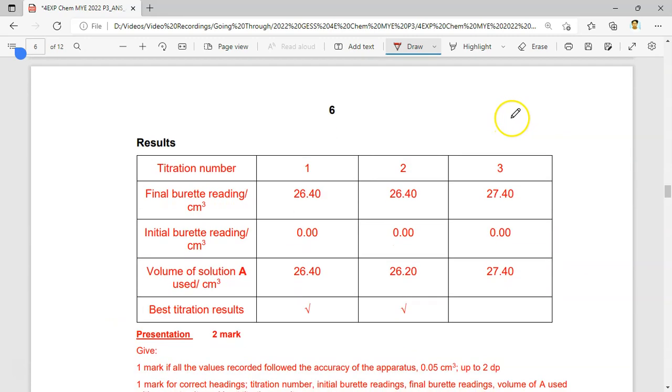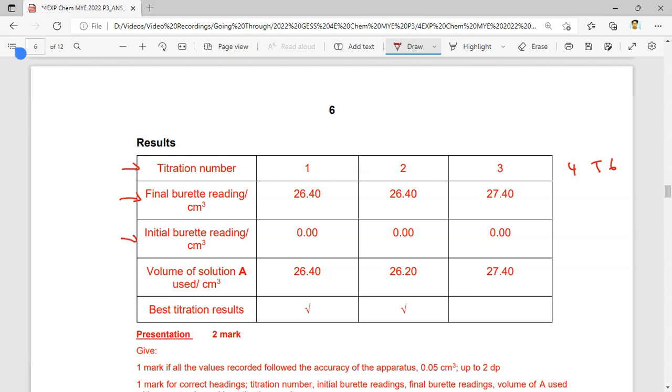So let's look at the results that we have over here. This is the table I'm looking at. Typically you have your titration number. Take note, it's not limited to 1, 2, 3. You can have 4, 5, 6, depending on how many times you have done it. You should have your final burette reading. Please take note of the header, final burette reading. Then you have your initial burette reading. So final, then initial.